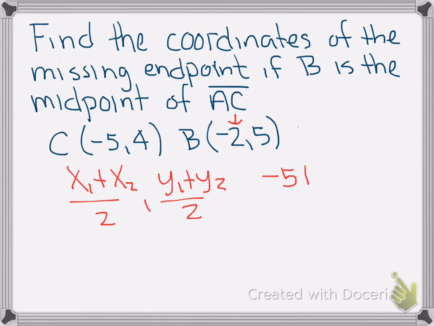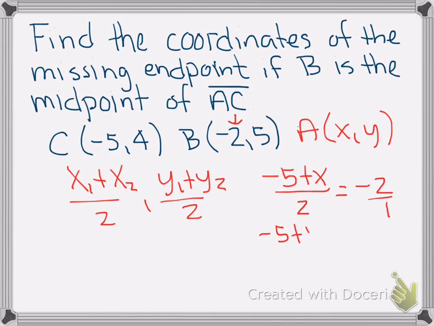So we would do -5 plus the unknown x, because what we're looking for is A and its coordinates that are x and y. So -5 plus x over 2, and that equals -2. Well, if you'd like, we can turn this into an algebraic proportion by putting the -2 over 1. So we cross multiply. -5 plus x equals -4. Again, when we cross multiply, we're multiplying diagonals. We can then add 5 to both sides of the equation, and we get that x equals 1.